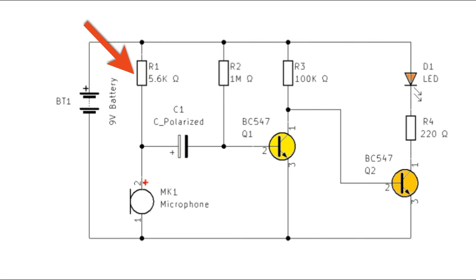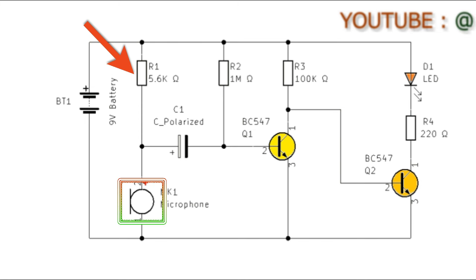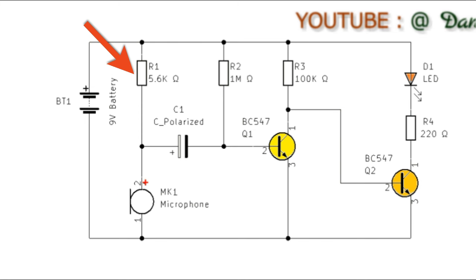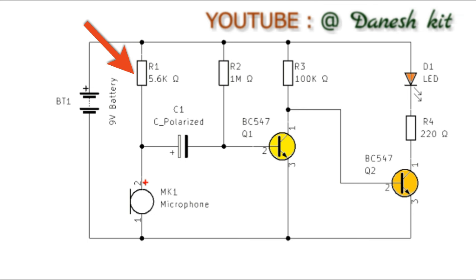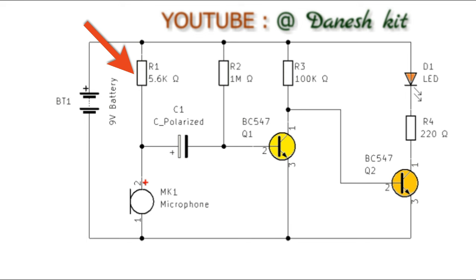Resistor, 5.6 kΩ. This resistor biases the electret microphone. It provides a stable biasing voltage for the microphone, ensuring proper operation and signal output. The value of this resistor is often chosen based on the specifications of the electret microphone.